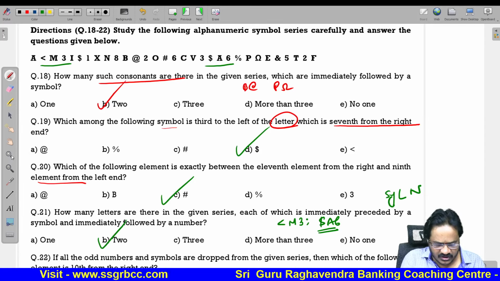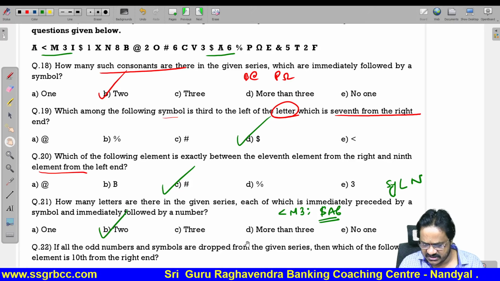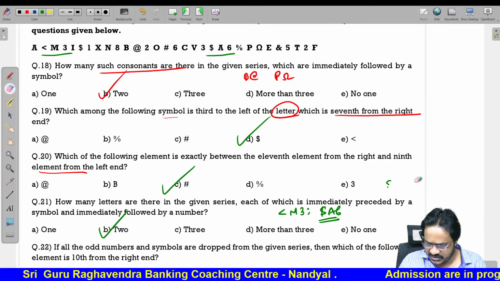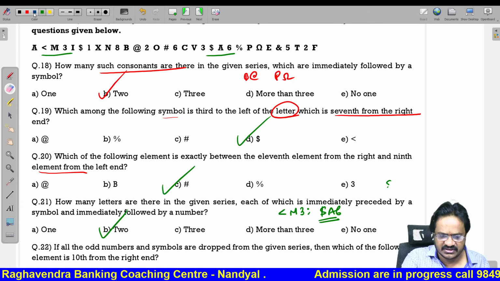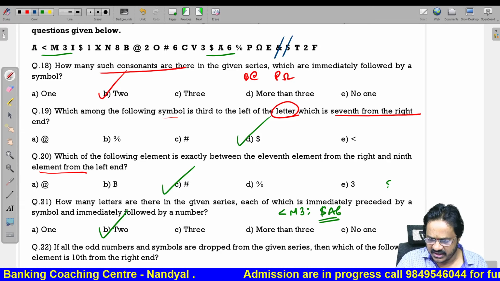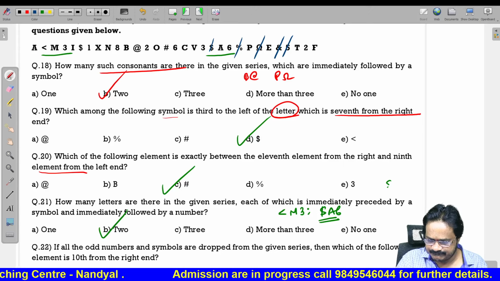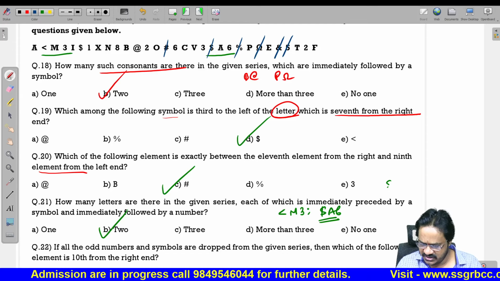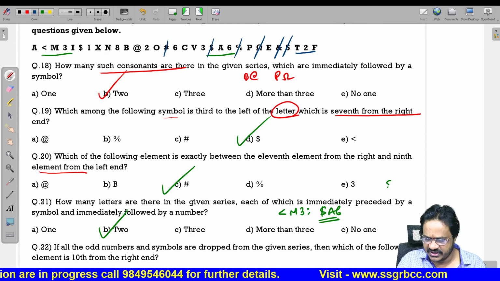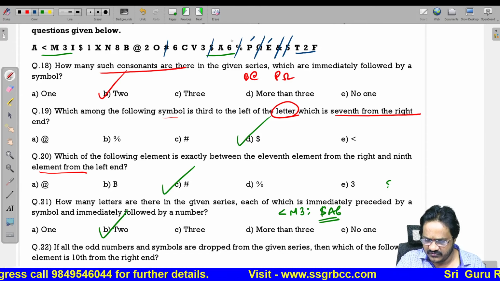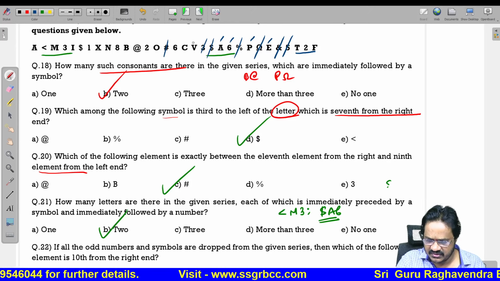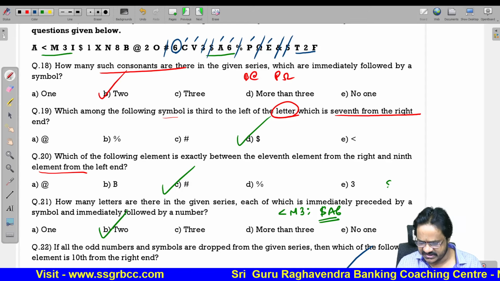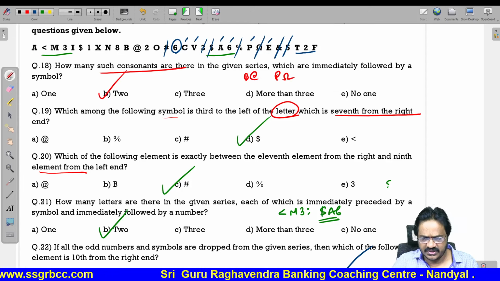Then, if all the odd numbers and symbols are dropped, which of the following elements is 10th from the right hand? So you have to drop the odd numbers and the symbols. Drop all the odd numbers and the symbols. Now, which of the following is 10th from the right hand? So here we will get 3, 4, 5, 6, 7, 8, 9, and the 10th one is 6. 6 is the correct answer. Next question.